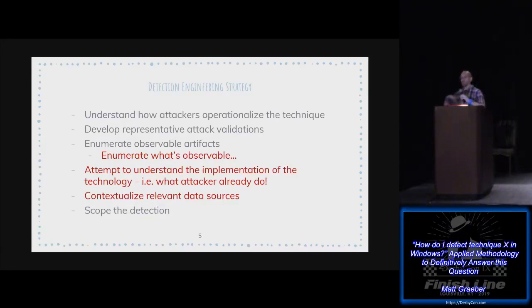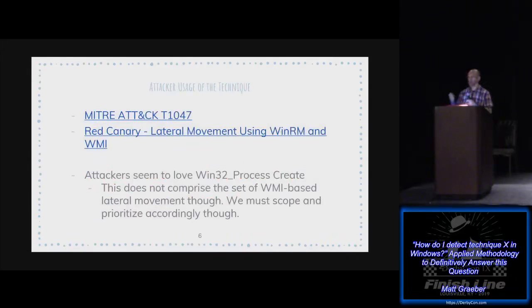And all of this is going to allow us to scope the detection. Once we gain a more holistic picture of how this technology is implemented, then we can use our scalpel to start carving out the data sources that we found to ideally find a valuable data source that can build a robust detection.